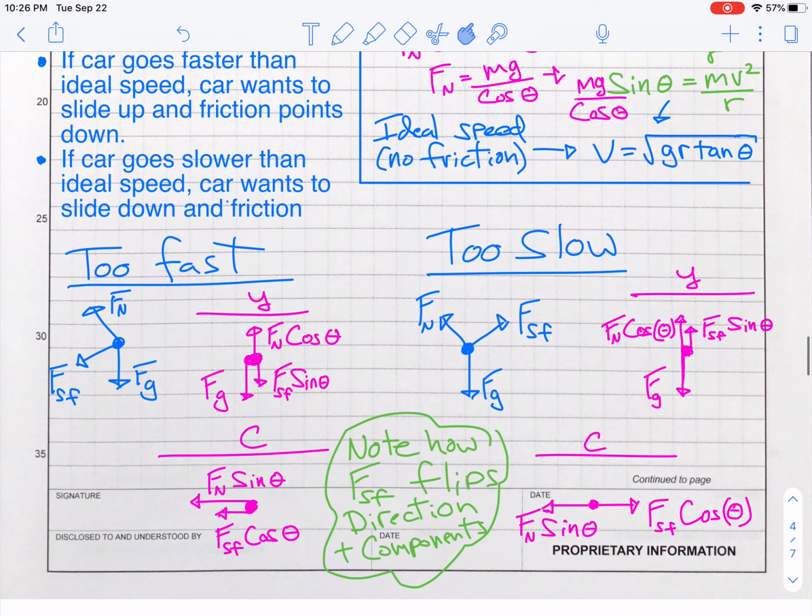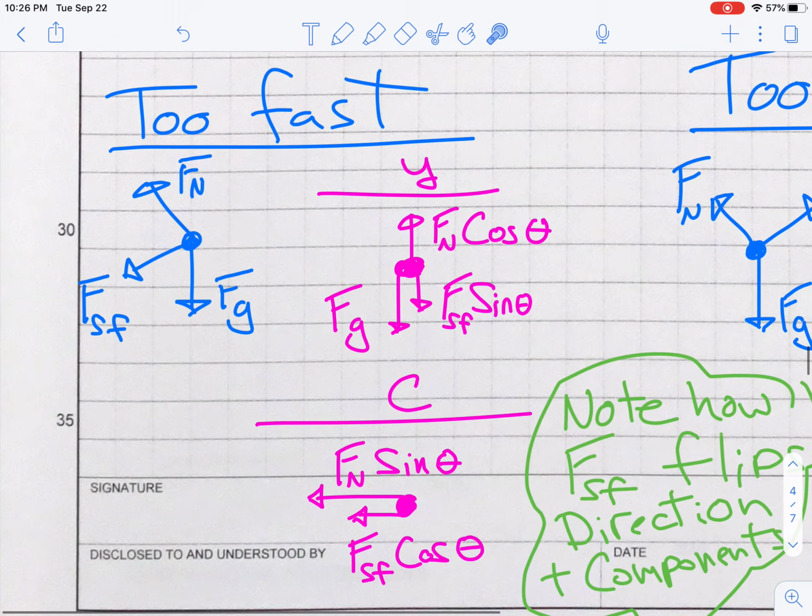So with friction, if you're going faster, remember, you want to slide up the bank, so friction has to point down. So I took this free body diagram and I broke it down into the y direction. In the y direction, we have friction up. Notice that we have the normal force up. Notice that the friction points left and down. Now left is the centripetal direction. So we have a component of the normal force here, and we have friction here in the centripetal direction.